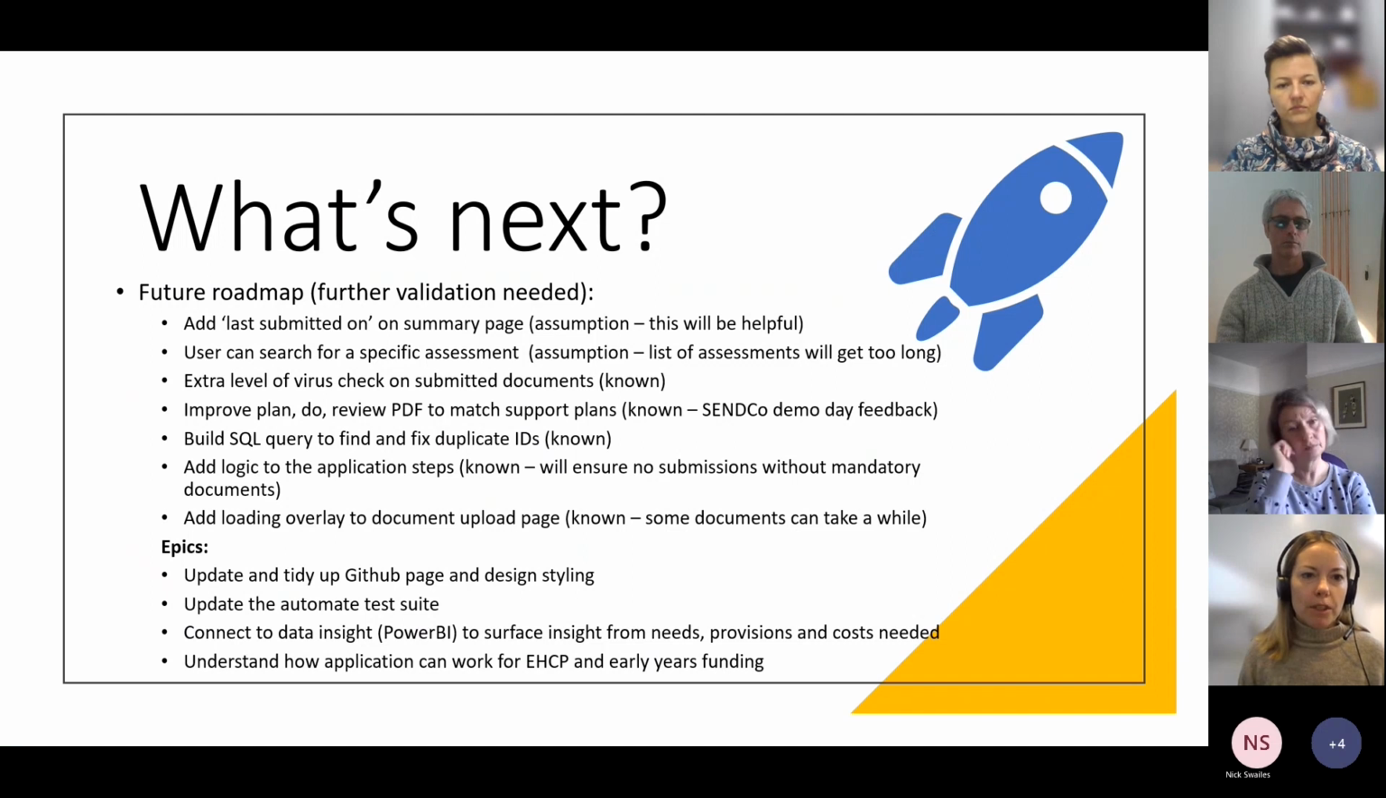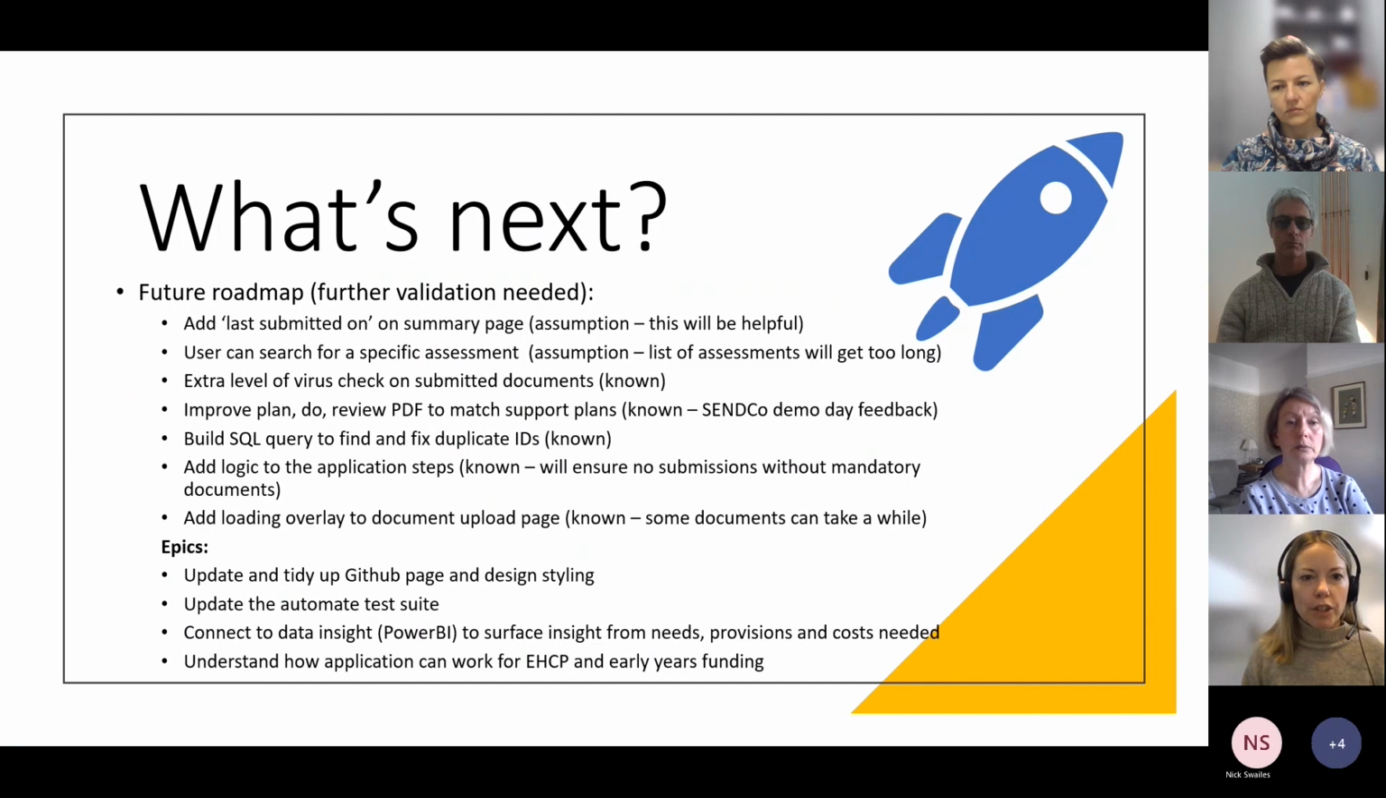The future roadmap looks something like this, but obviously with further validation needed. Our hope is that it can be used in some real life scenarios, so we can continue to get real life feedback from users going through the application process and using the plan do review assessment part of it. High level is the ability to add last submitted on to the summary page. Again, this is an assumption at the moment. We need to understand if that's helpful or not, to let SENCOs understand which assessments have been submitted as an application, and which are in a continual cycle of plan do review.